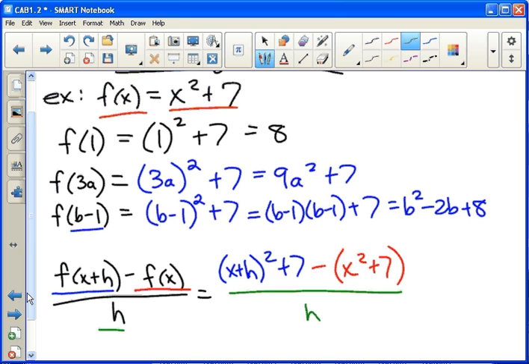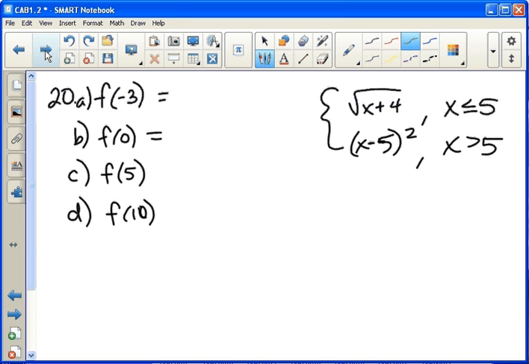Now I also want to talk about function notation when it comes to piecewise functions. You see an example of that here. This is number 20 on page 27 of our textbooks, if you care to look there. If not, the function is over there on the right hand side. Again, it's a piecewise function. So it says that the square root of x plus 4 is what we use if x is less than or equal to 5. But if x is greater than 5, then we have to use x minus 5 squared.